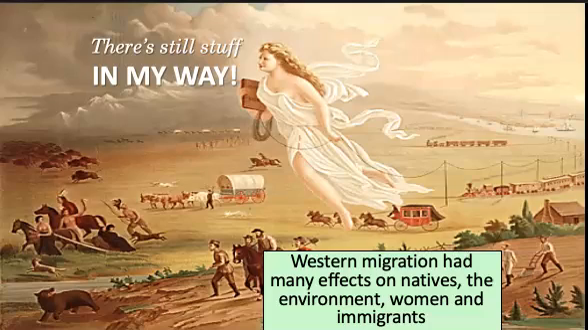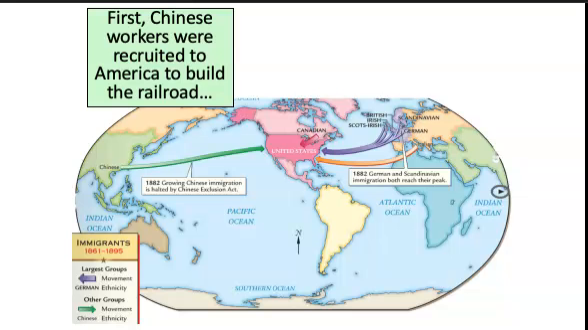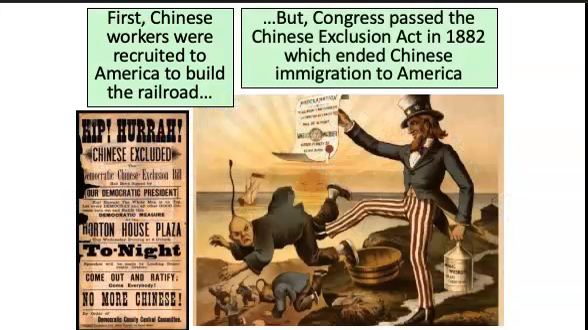In addition to this, conflicts will also happen with workers who had helped to construct those particular railroads, the transcontinental railroads, moving west. And this happened mostly with Chinese workers. Now, Chinese workers had first been recruited to America to help build the railroad. But in a wave of nativism that had spread in the United States as concerns that Chinese workers were taking American jobs, Congress is going to pass what is called the Chinese Exclusion Act in 1882, which will end Chinese immigration to the United States.